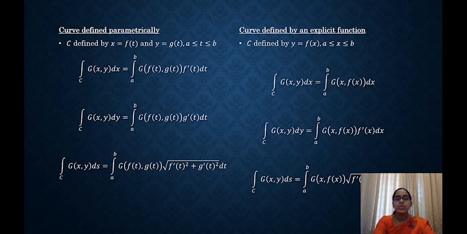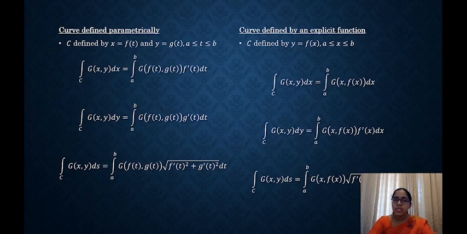What we are doing is we are just replacing x, y, dx, dy, ds and all in terms of functions of t, and the variation of t is given to us, so the integral will be from the variation which is given to us. So that is how we will find the integral along the curve when the curve is defined parametrically. Now let us see what will happen if the curve is defined using an explicit function.